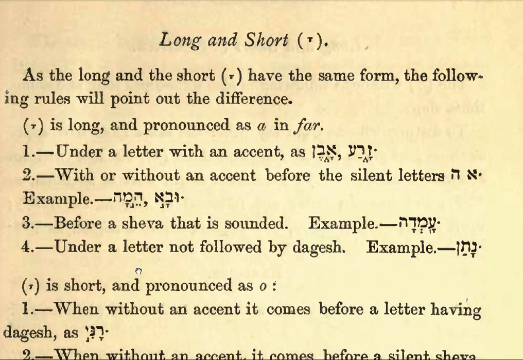Under a letter that is not followed by a dagesh. So Natan, Natan. This letter here is not followed by a dagesh in the next letter, and so it's a.